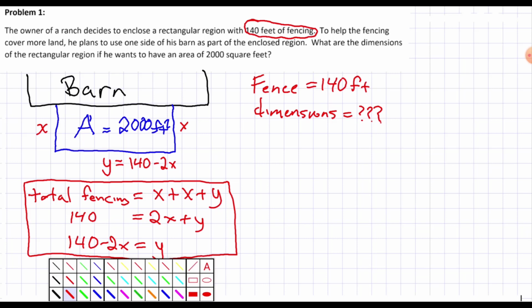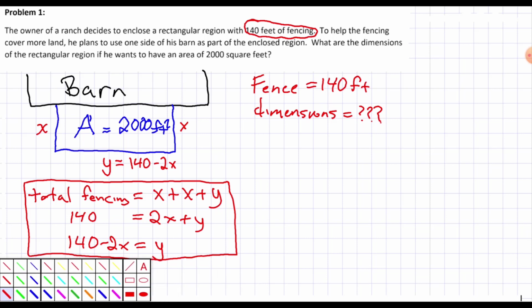Now the next part: we can use what we know about rectangles. What's the area for a rectangle? Area is equal to, in this problem, whatever x times y is. That's all I'd have to do. But we know some things. We know that the area of the rectangle is 2,000 square feet. And we have x, but we also know what y is now. We just solved for y. So y is this quantity, 140 minus 2x.